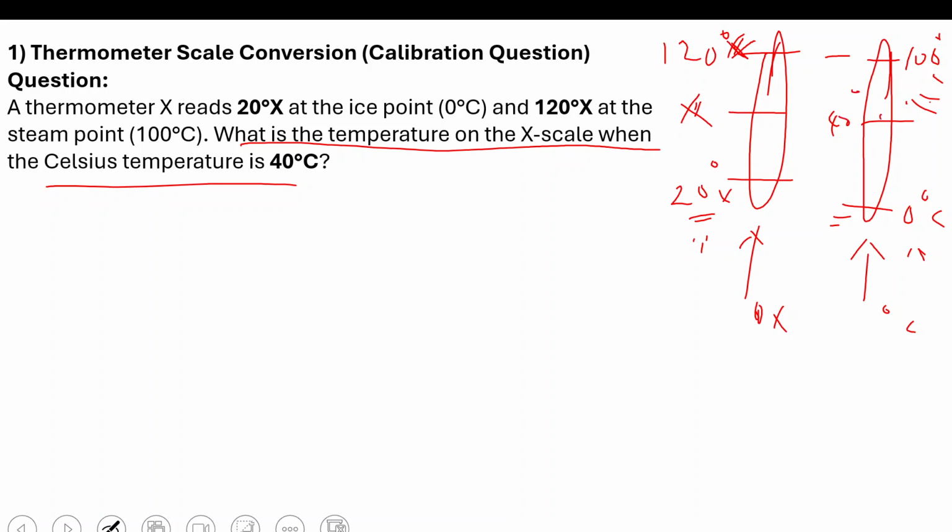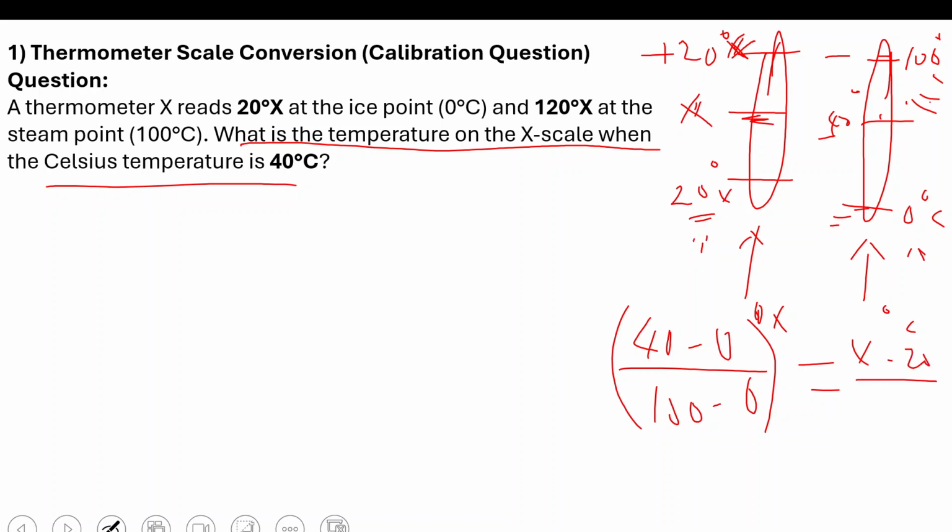So this is 40 degrees Celsius. We'll just use our simple proportion: from 40 to 0 is 40 minus 0, all over from 100 to 0, which is 100 minus 0. This equals the X side: from X to 20 is X minus 20, all over from 120 to 20, which is 120 minus 20. So I now have every value except X. So 40 over 100 equals X minus 20 over 100, since 120 minus 20 is 100.